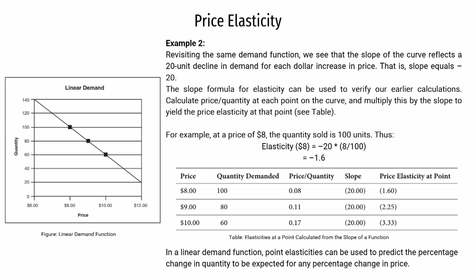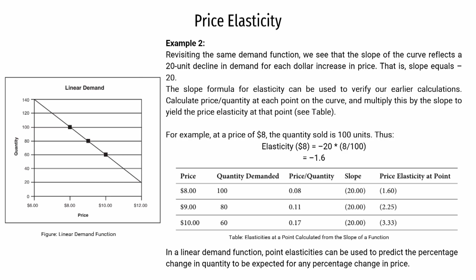Now let us try to understand the relationship between elasticity and slope, right. What we will try to do in this case is establish a relationship between the price to quantity ratio and price elasticity with the slope. So, let us revisit the same example. Let us look at the same demand function, which is a linear function. We can see that the slope of the curve reflects a 20 unit decline in demand for each dollar increase in the price. That is, the slope is equal to minus 20.